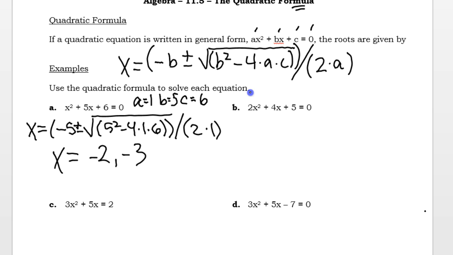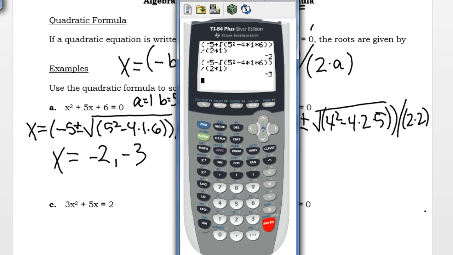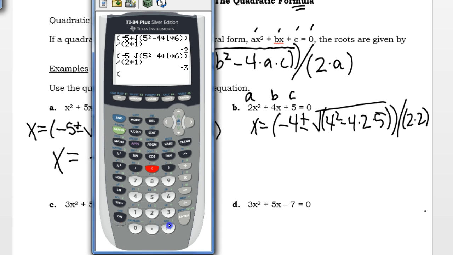Let's do another one. I have a, I have b, I have c. x is negative b plus or minus the square root of b squared minus 4 times a times c all over 2a. Uh-oh, non-real answer. I got 16 from 4 squared, and I have 40 from 4 times 2 times 5.